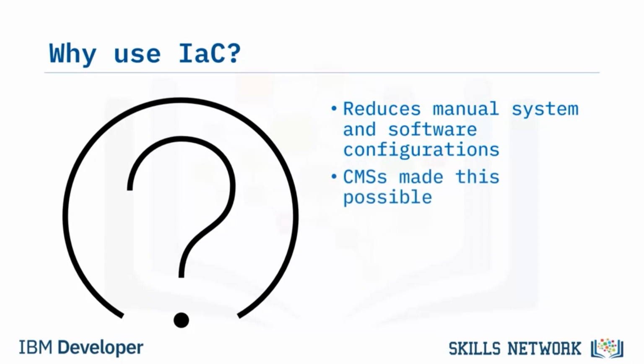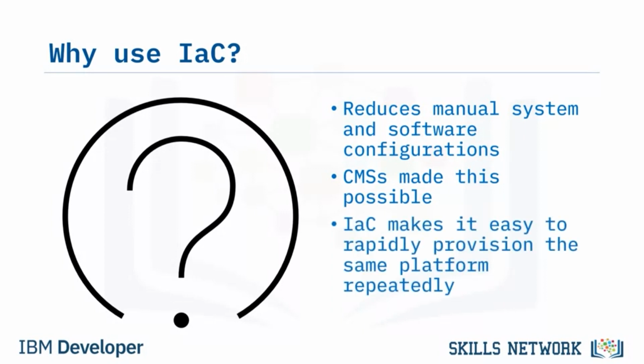In the early days of DevOps, configuration management systems, or CMSs, made this possible, and they predated the newer IAC tools, so they were all that you had to perform tasks with. We'll discuss CMSs in more detail later. Due to repeatable configuration, you can rapidly provision the same platform over and over again and be sure that it will be in the same state every time.